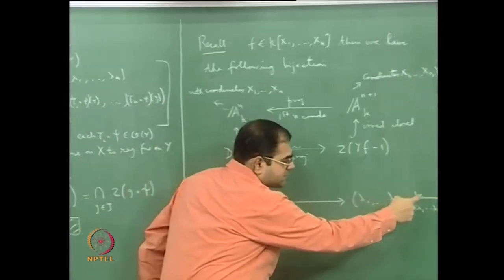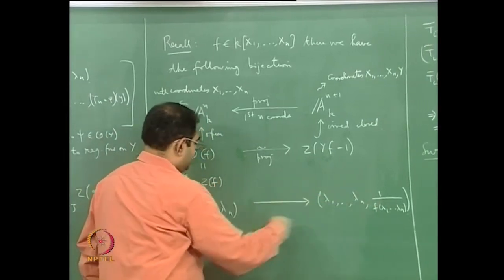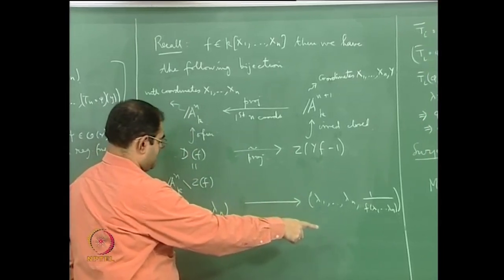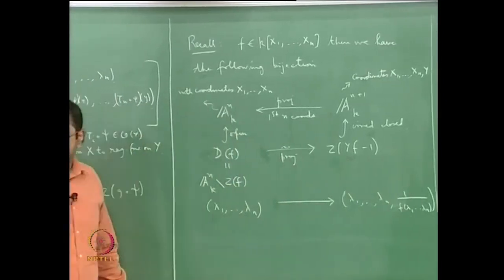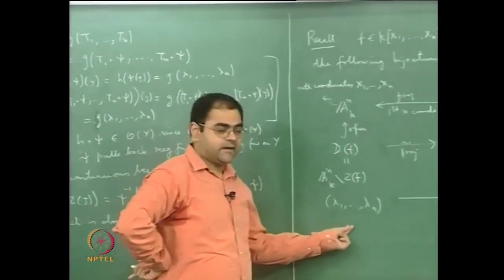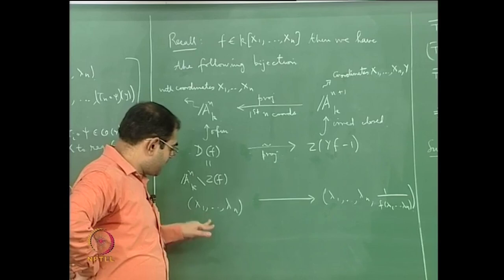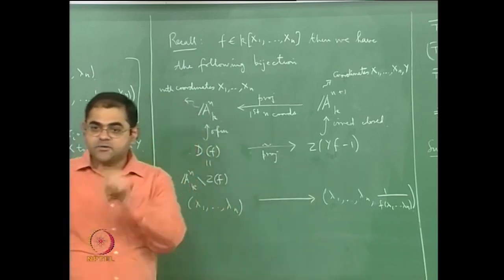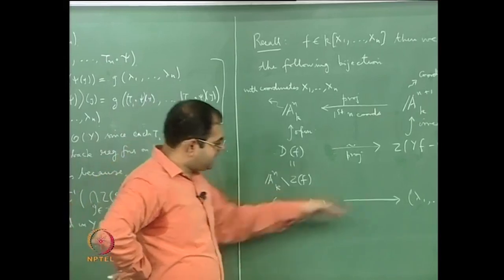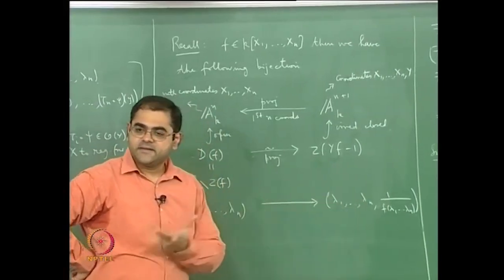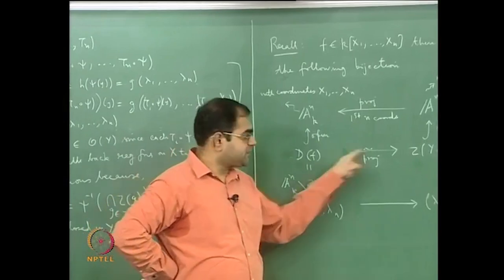Okay, what about projection onto the last coordinate? If I project onto the last coordinate, I get 1 by f. Okay, if I take a point here, I take the image there, and I project onto the last coordinate, what I get is a point here going to 1 by f of that point. So I get the function 1 by f, but 1 by f is also a regular function on D_f, okay. So I have verified the condition that every projection of this map with the coordinate functions is a regular function, therefore this becomes a morphism. So it is a bijective morphism now, okay.